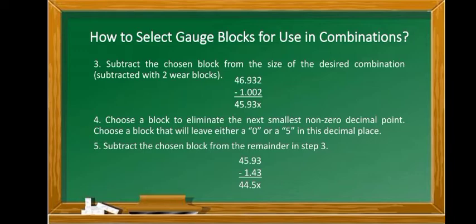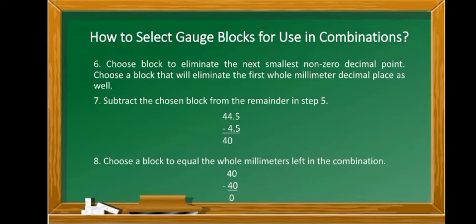So, subtract the chosen block from the remainder in step 3. So, ang atong remaining length is 45.93, minus our selected block, which is 1.43, is equal to 44.5. So, the second decimal number have been eliminated, which leaves the 9 and the 5.